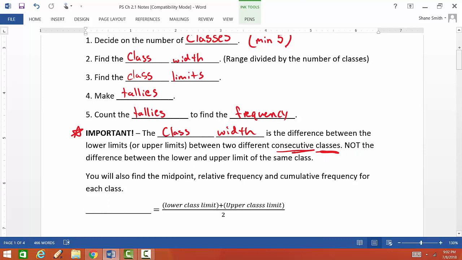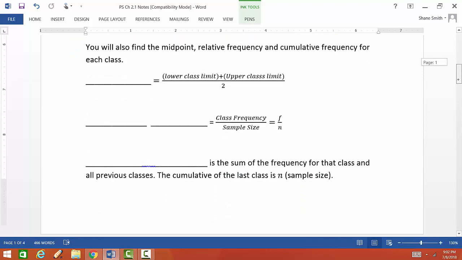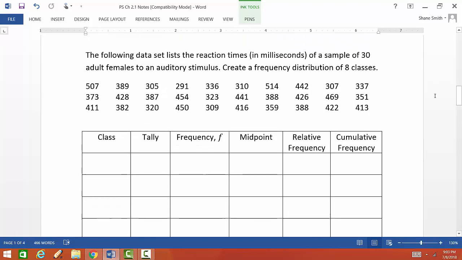So at this point, let's look at an example on the following page, and I'll show you what I mean. So here we have a data set that lists the reaction times of a sample of 30 adult females to an auditory stimulus, and we want to create a frequency distribution of 8 classes. Now notice that they give us the number of classes here. And generally, if I want you to make one, I will give you the number of classes, because that way everyone should theoretically have the same frequency distribution. However, if you have your own data set, you may want to mess around with this and try a different number of classes to see what would best suit your data set.